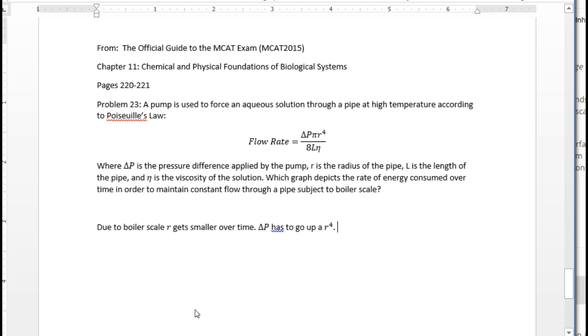And if we simply assume that the energy consumed is proportional to delta P, which is a reasonable assumption, then we expect the energy over time to increase as R to the fourth. Why? Because the R to the fourth term is decreasing. We have to compensate for that by increasing the pressure.